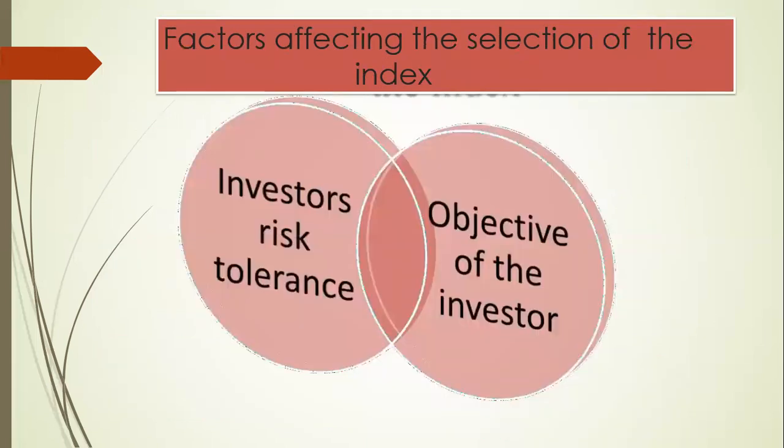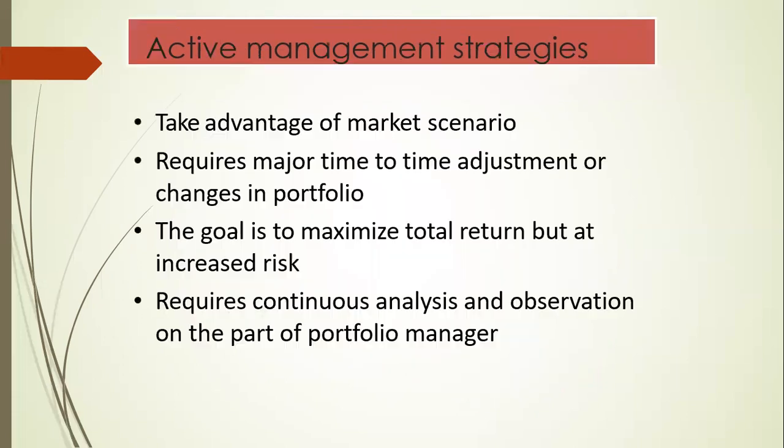Now, factors affecting the selection of the index, two types. One is investors' risk tolerance and the objective of the investment. If the objective of the investment is to reduce the risk and earn a steady income, that matters. Then investors' risk tolerance: how much risk can be borne by the investor? If he is going through less risk, then again he has to evaluate. If he is ready to take a risk, then he can invest.